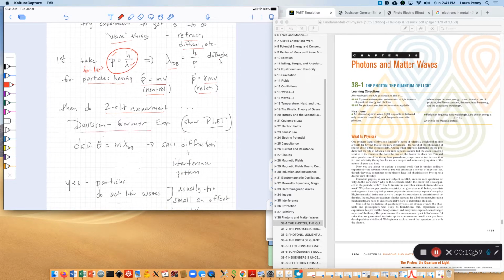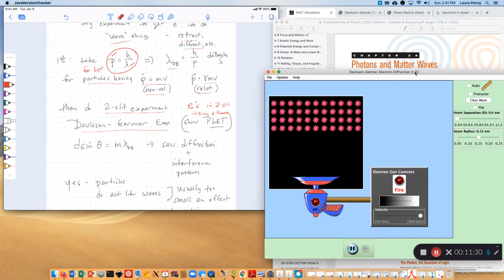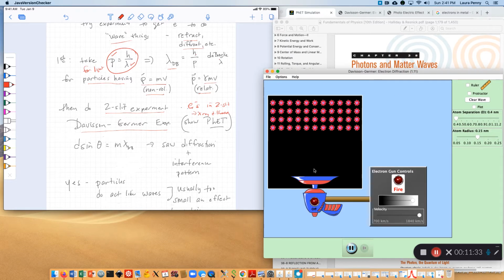So the Davisson-Germer experiment is essentially electrons in a two-slit experiment, except it's more like the X-ray Bragg diffraction because you need to have really, really small distances. And so this is a simulation of the Davisson-Germer. So instead of having two slits, we're going to do this like we did with X-rays, where we have crystals where the atoms are evenly spaced in between here. And then we're going to send electrons. This is an electron gun, and we're going to send the electrons towards this.